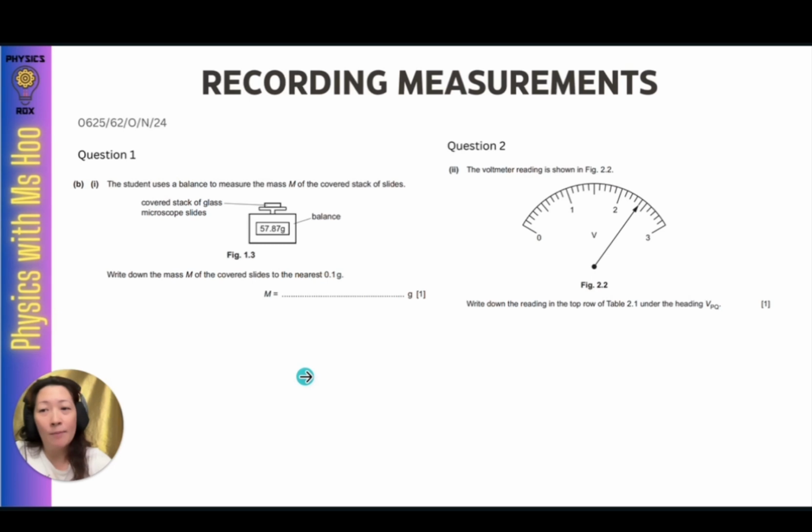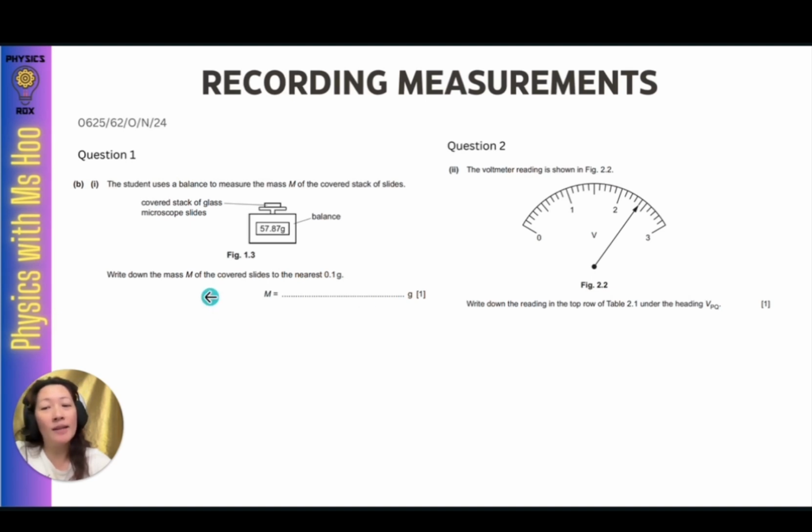In question 1B1, the student uses a balance to measure the mass M of the covered stack of slides. You need to write down the mass of the covered slides to the nearest 0.1 grams as taken from the balance in figure 1.3. Now here's the thing, the common mistake a lot of students make is that they write down the number on the balance as is into the space here. That means they write 57.87 straight away.